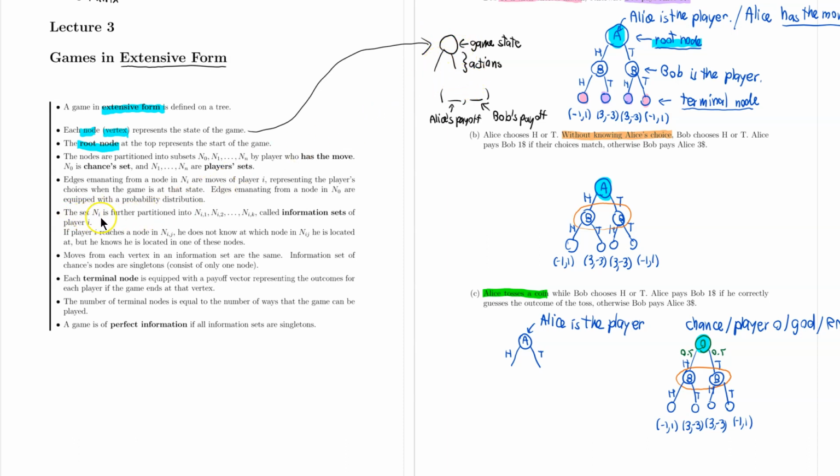And then the set can be partitioned into information sets. Again, an information set is a tool that helps us represent how the player doesn't know the state of the game that he is in.